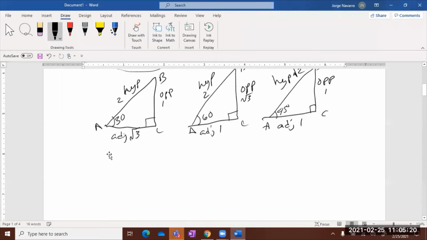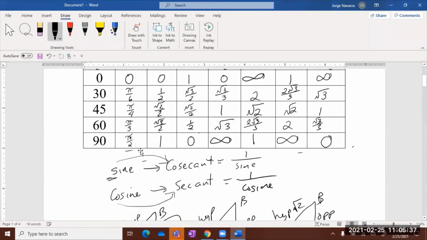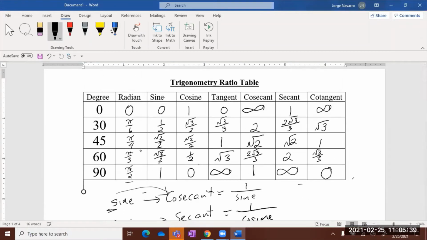So sine of 30 is opposite over hypotenuse. The opposite here is 1. The hypotenuse is 2. So sine of 30 is a half. So see on the table, sine of 30 is a half. Do you see it now?